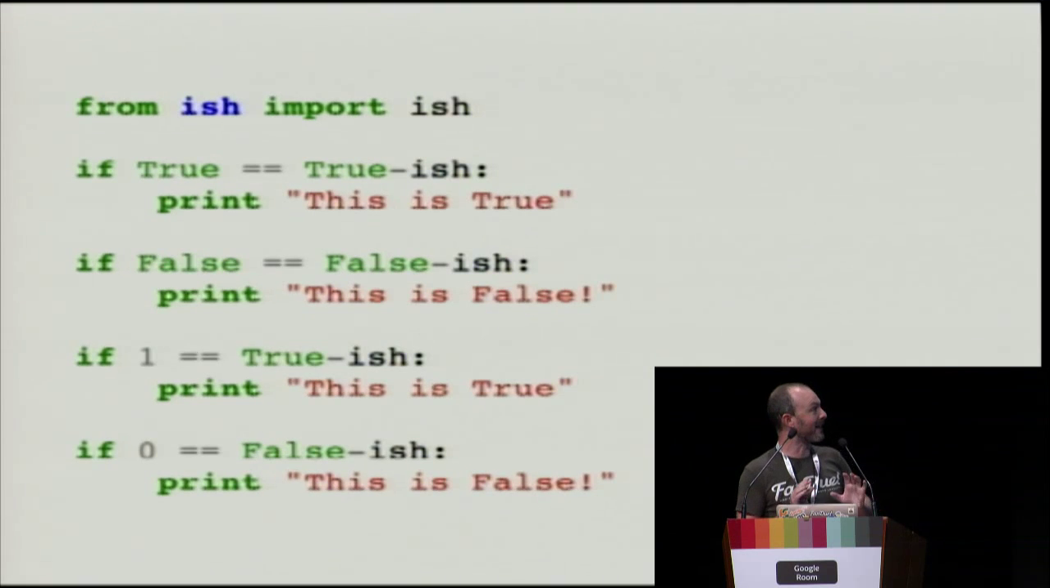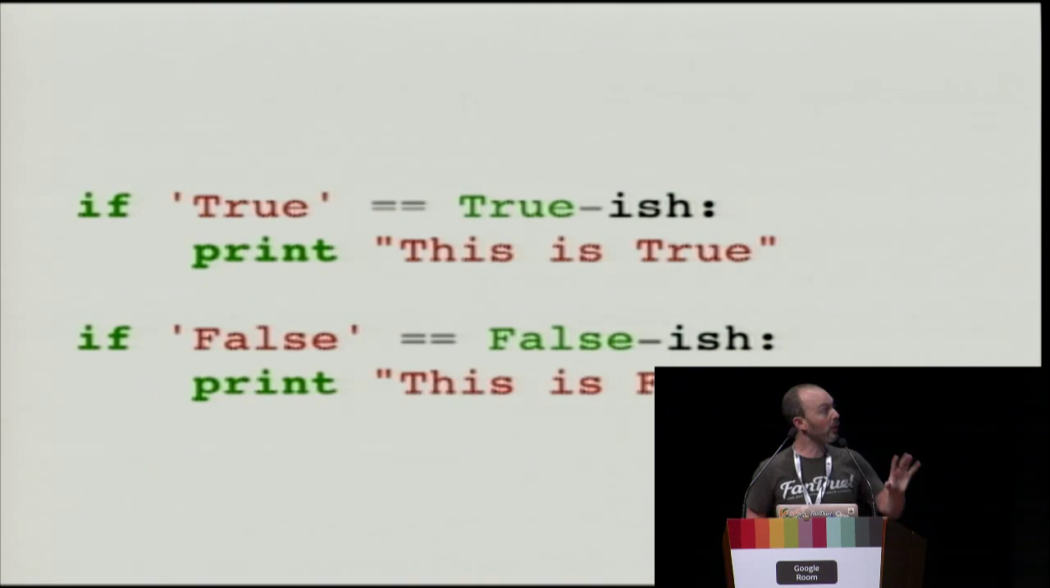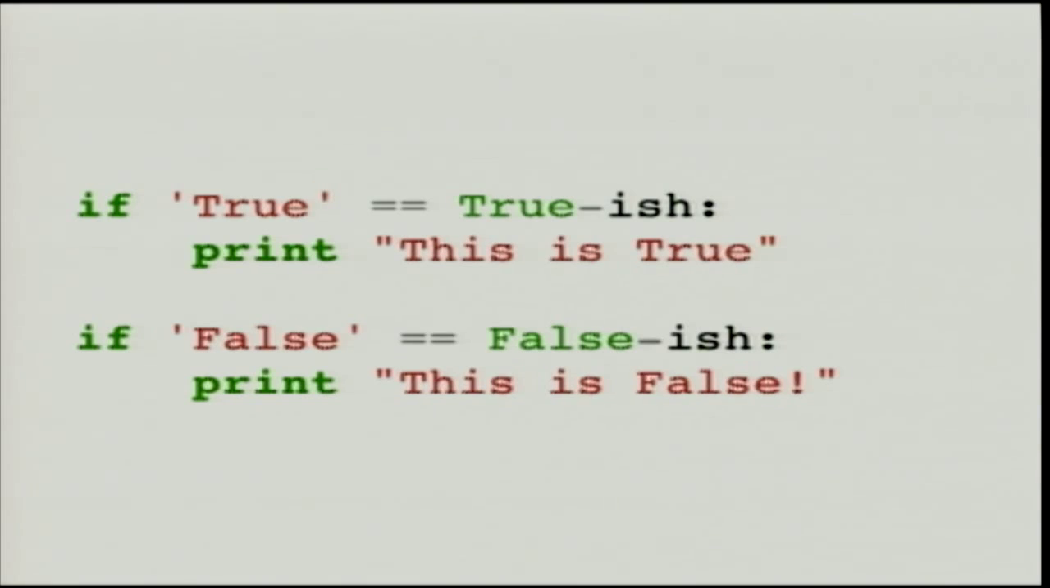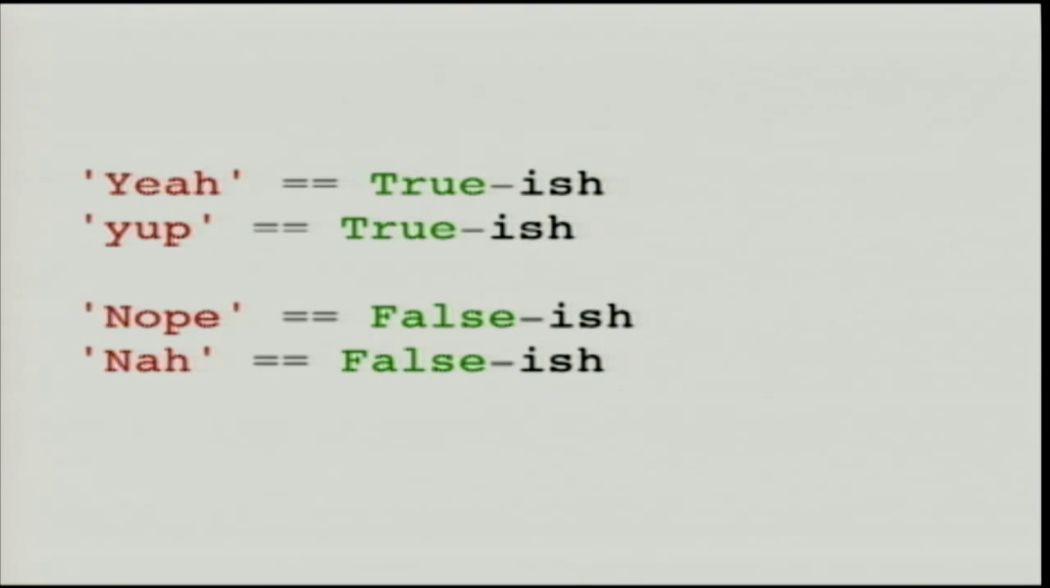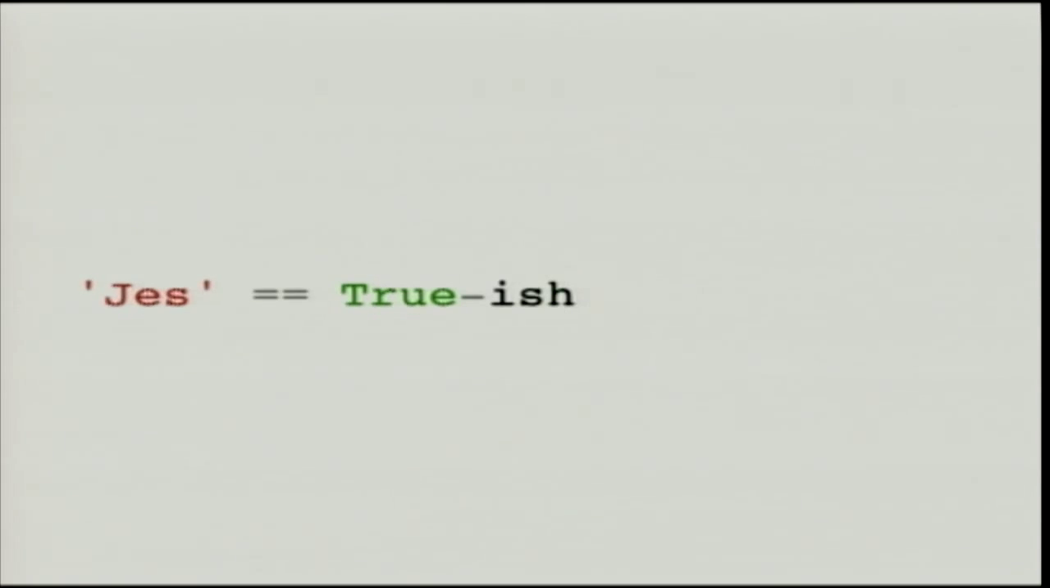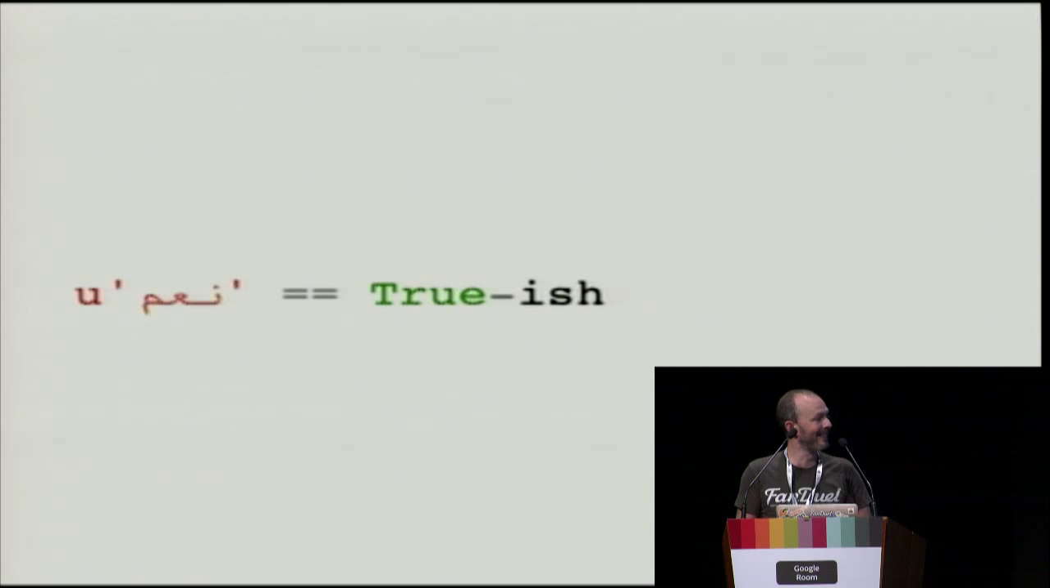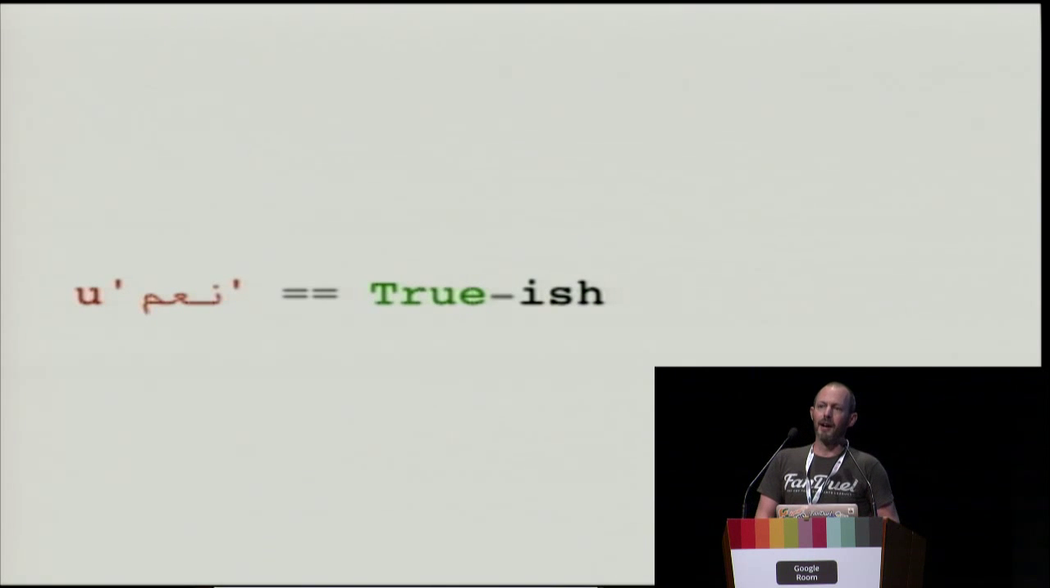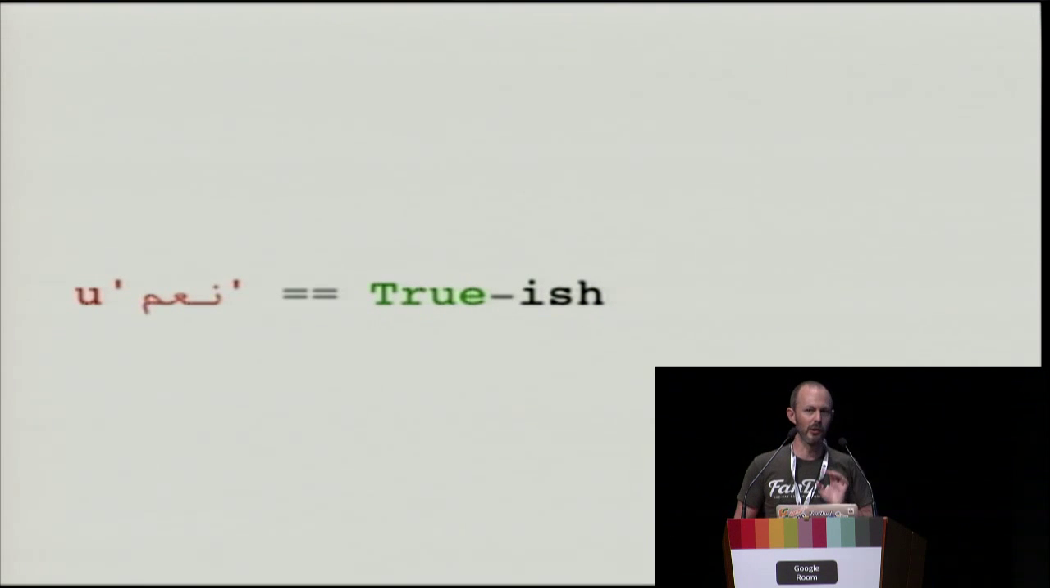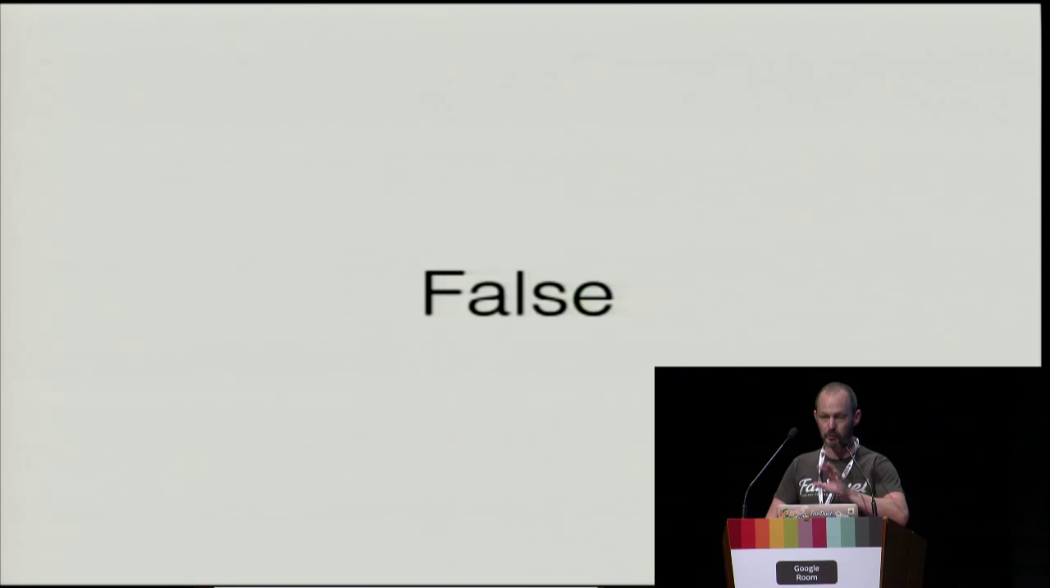If we subtract ish from a Boolean, whether it's true or false, we can then test it. Obviously the standard cases work. You'd expect this to work with true and false, but it also works with the strings true and false. It works with slang. It works with Esperanto. And it works with Unicode. I think you can all agree that this really should be part of Core Python, so I'm going to submit a PEP for it, and we'll get that into Core Python.